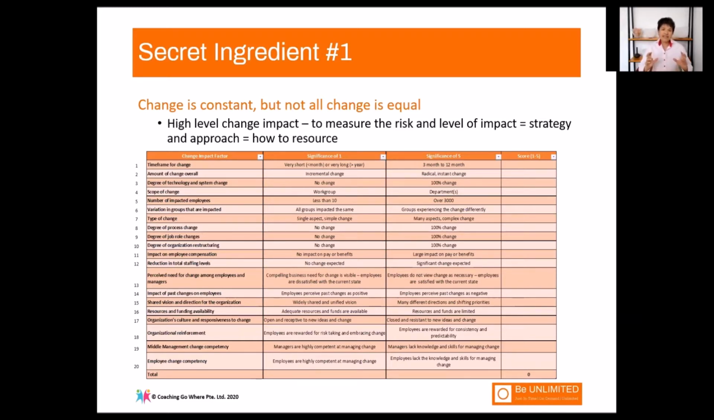So part of the analysis of doing your risk assessment and your high-level change impact assessment is to understand, firstly, the size of the change, the duration of the change. Is it very short, or is it going to be a number of years?